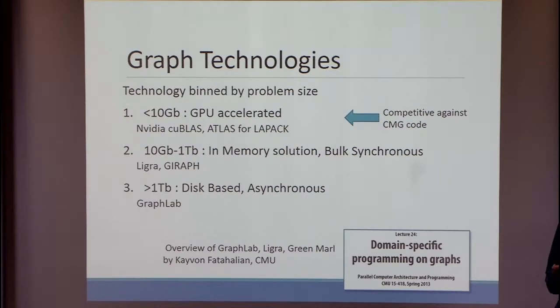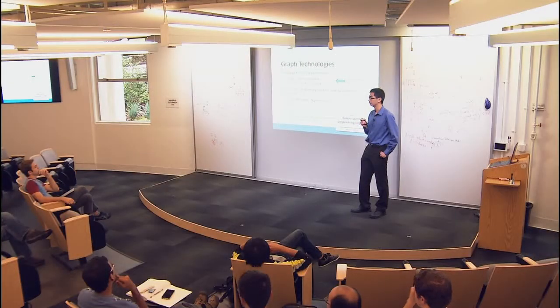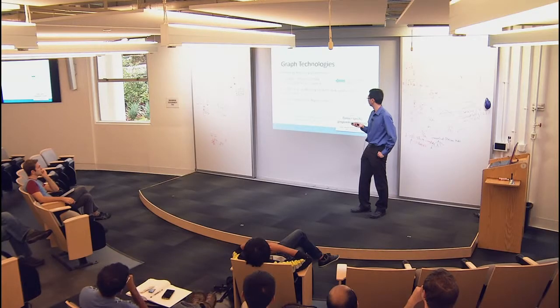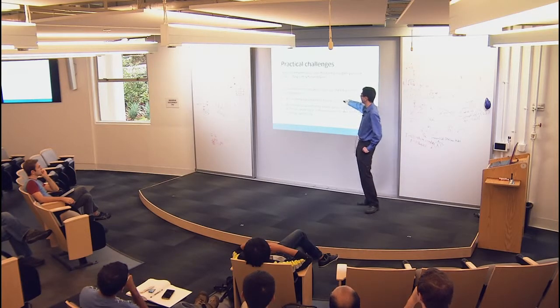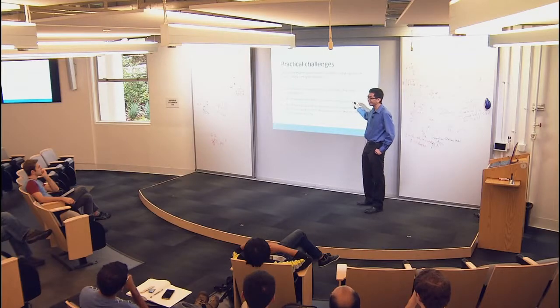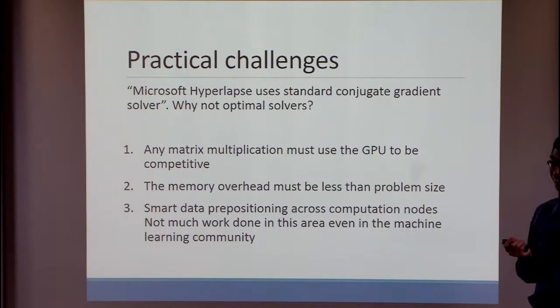So I see. You're saying that GPU-based things can compete at these sizes? Yeah, at these sizes they can. In principle, many of the basic operations inside solvers can be done with matrix multiplication. Correct. Can that be used? That's the next slide. If you want to use matrix mult, you must use a GPU somewhere to be competitive these days.